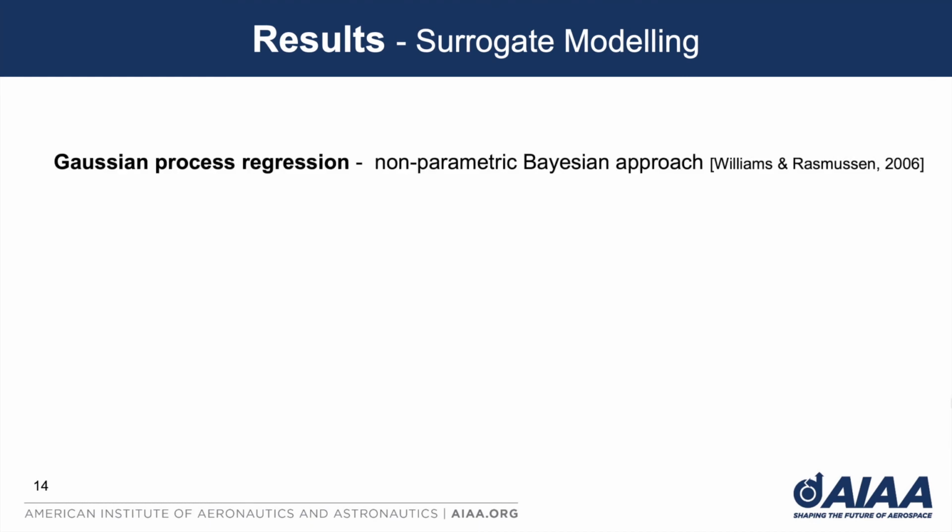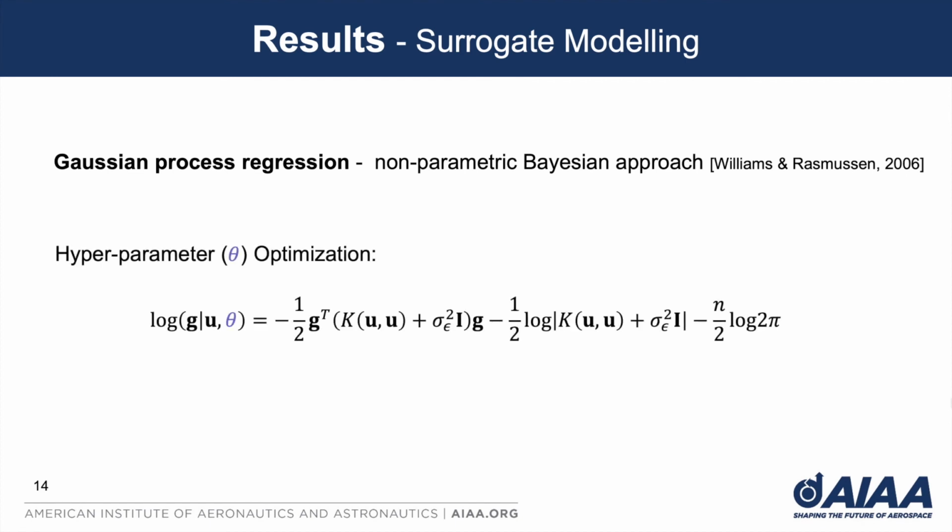In our method, we use Gaussian process regression to build the surrogate model. Gaussian process regression is a non-parametric and Bayesian approach. During training, the hyperparameters are optimized using the following equation, and the squared exponential function was used as it provided the higher accuracy.